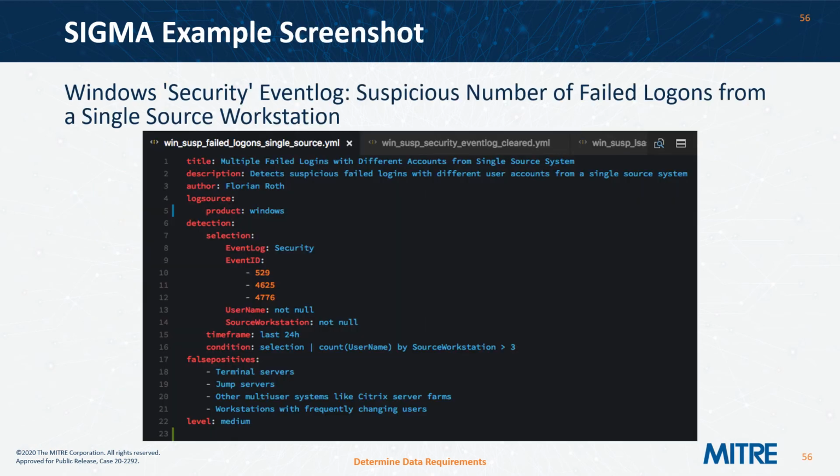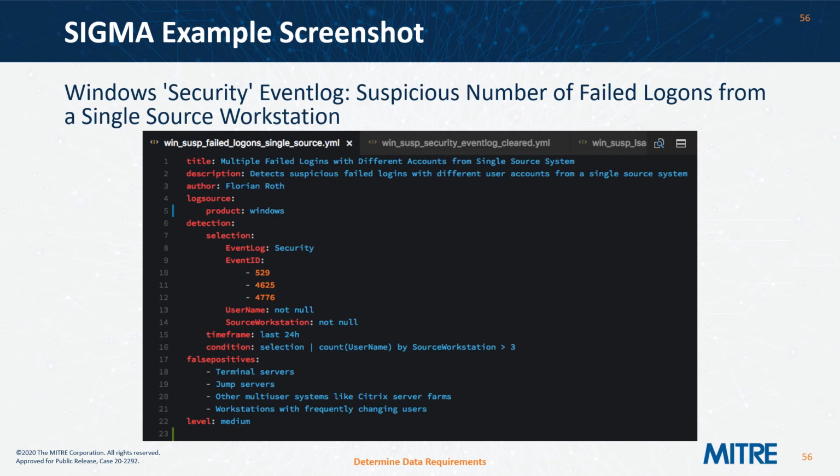So here's an example Sigma analytic from the GitHub repository written by Florian Roth. The title and description indicate that this Sigma rule is designed to detect multiple failed logins with different accounts from a single source system. It uses Windows Security Log, event IDs 529 and 4625, which indicate logon failure events, and 4776, which is associated with logon attempts, as input data sources.